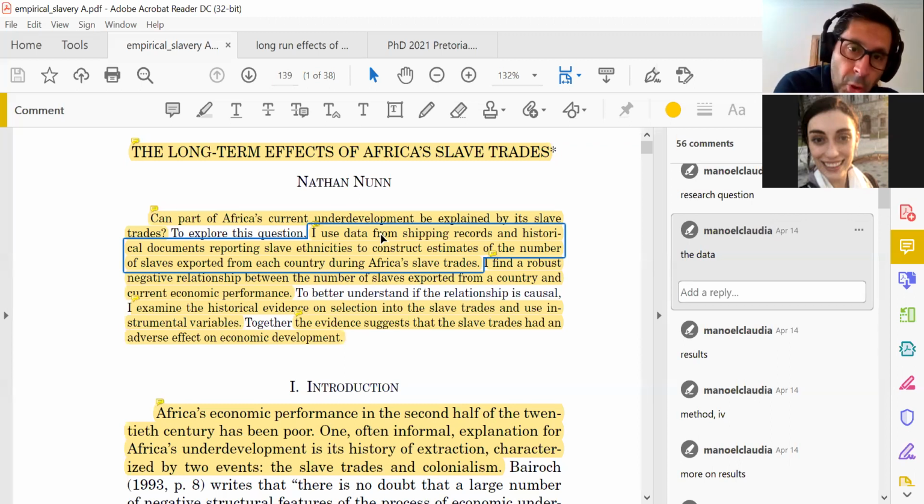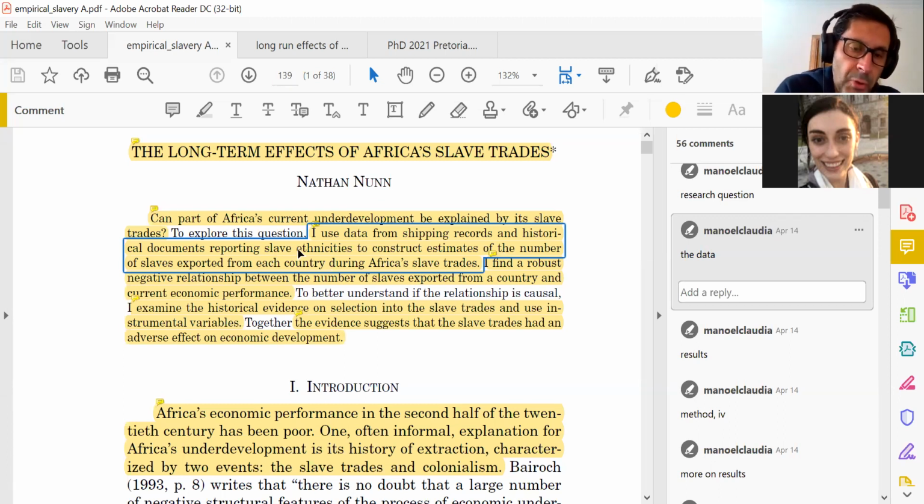But at the time, those people were considered commodities. And obviously there were records, right? They were commodities, and there were records. Traders, they take note of everything. So Nathan Nunn uses shipping records and historical documents reporting ethnicities.